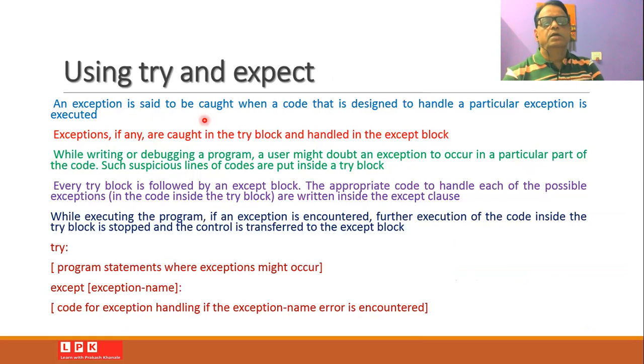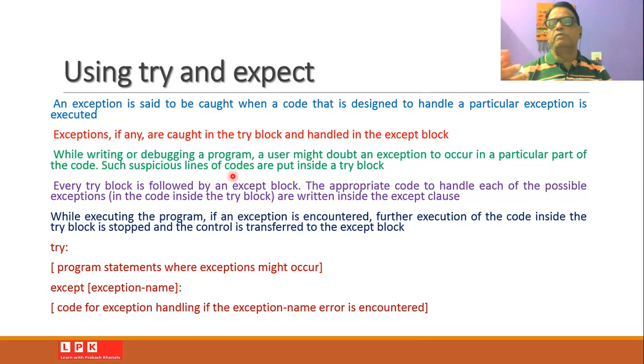An exception is said to be caught when the code that is assigned to handle a particular exception is executed. Exceptions, if any, are caught in a try block, and they can be handled in another block, which is called the except block. While writing or debugging a program, a user might expect an exception to occur in a particular part of the code, and therefore such code can be put inside a try block.